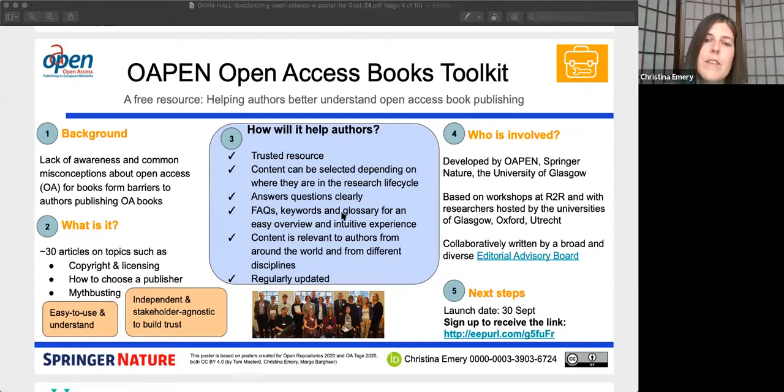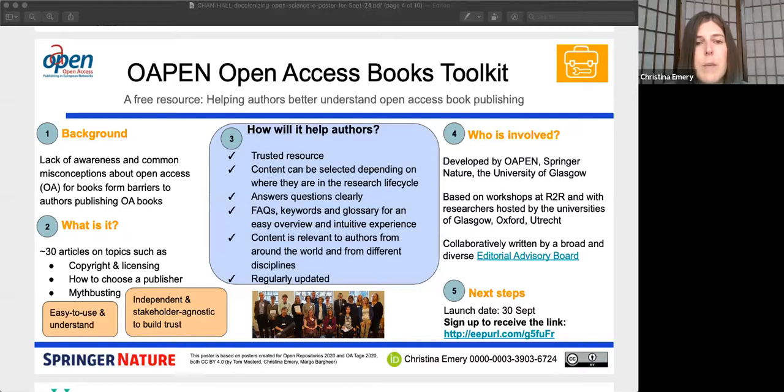The toolkit was then developed in a series of workshops for authors, hosted by the Universities of Oxford, Glasgow and Utrecht, in collaboration with Springer Nature and OAPEN, where we asked researchers and authors a range of questions, such as what their perceptions of open access and OA books are, their challenges, experiences, and what kind of resources they would find most useful.